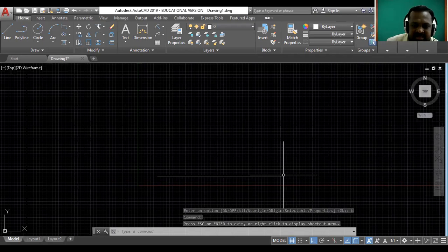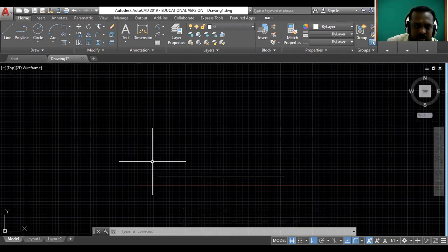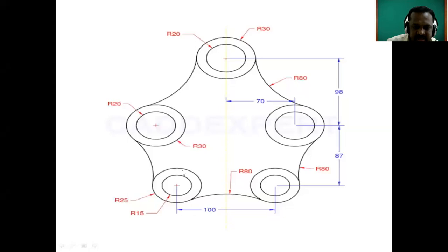Then at the end point of this line, we have to draw two circles, and they have given the diameter, or we can see the radius of these circles. Then what is the radius of these two circles? R50 and R25. Am I right? R15 and R25, okay, see here. And on this side also, the same size of circle is required.